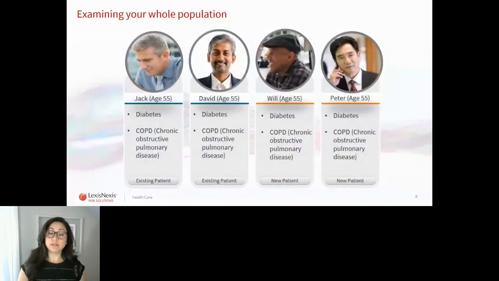So with good, clean, reliable data, you can take an in-depth look at your whole population. So for example, let's take a look at these 4 gentlemen here on the slide. Each of these men are 55 years old. They are all diabetic and they have COPD. So clinically speaking, they may look pretty similar at a glance, but then let's take a deeper look.